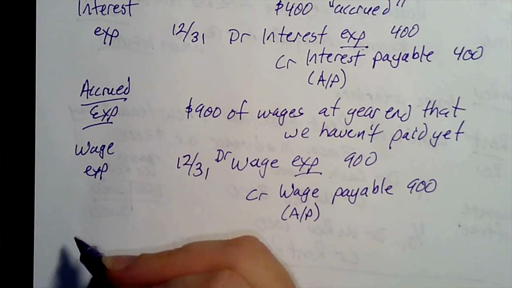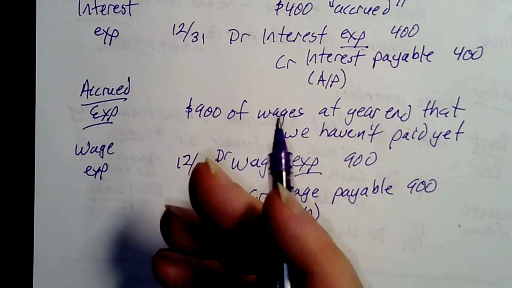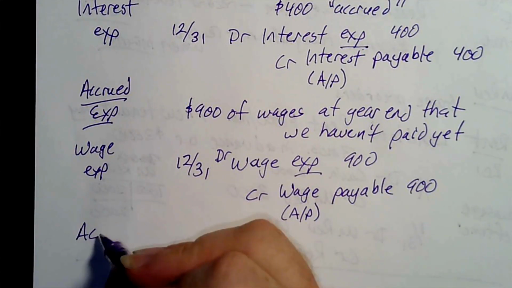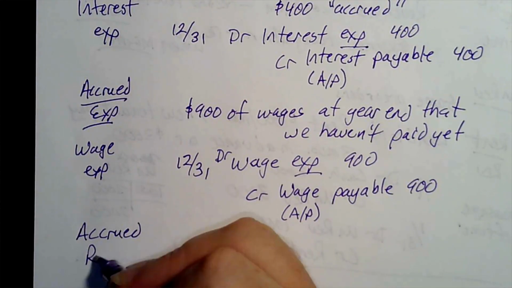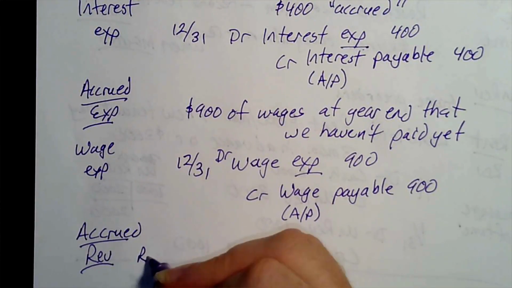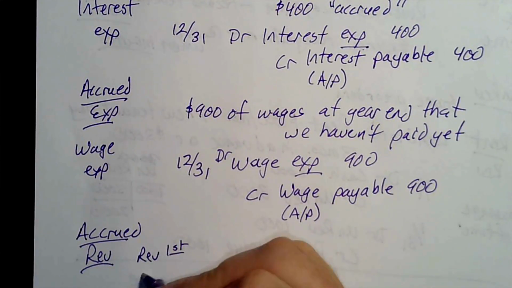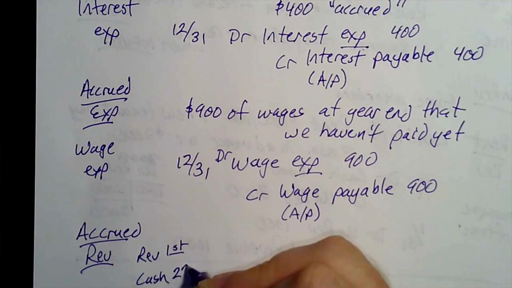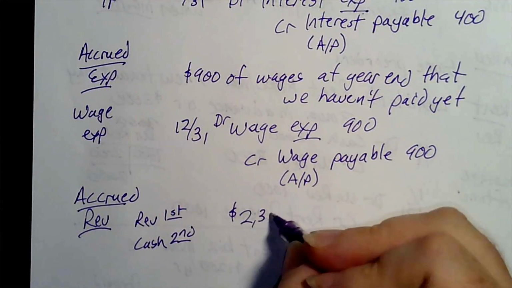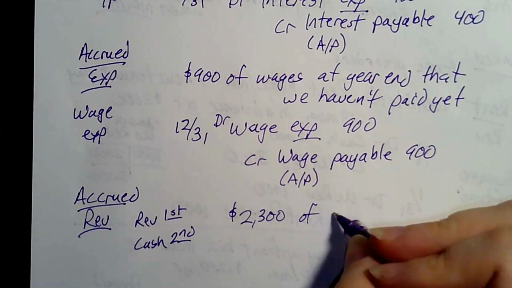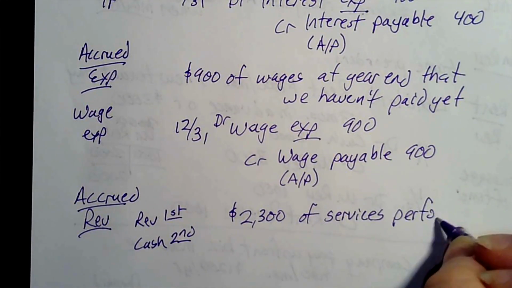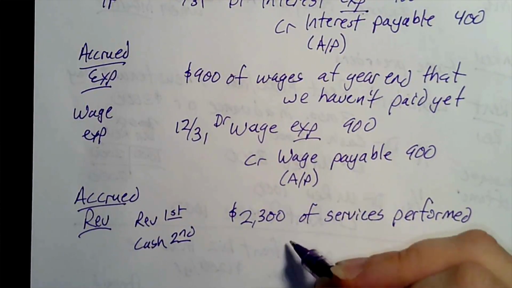Last one of the four. So we've got an unearned revenue. We've got a prepaid expense. We've got an accrued expense. The last one we need to look at is an accrued revenue. And that is where the revenue happens first, and then the cash happens second or later. And the example in the homework is, they say there's $2,300 of services performed that has not been billed.